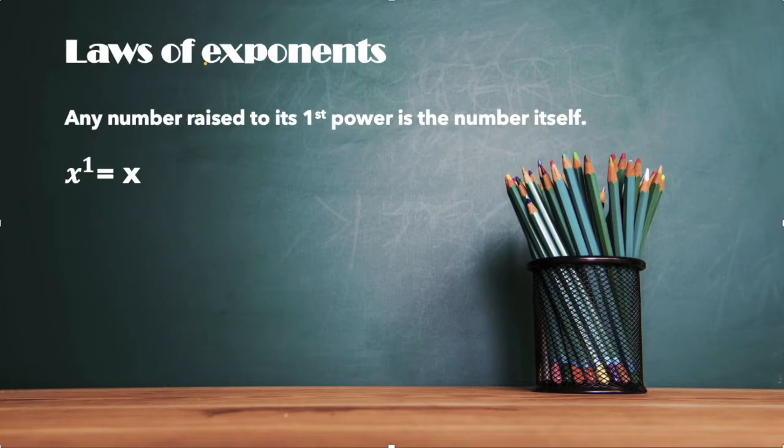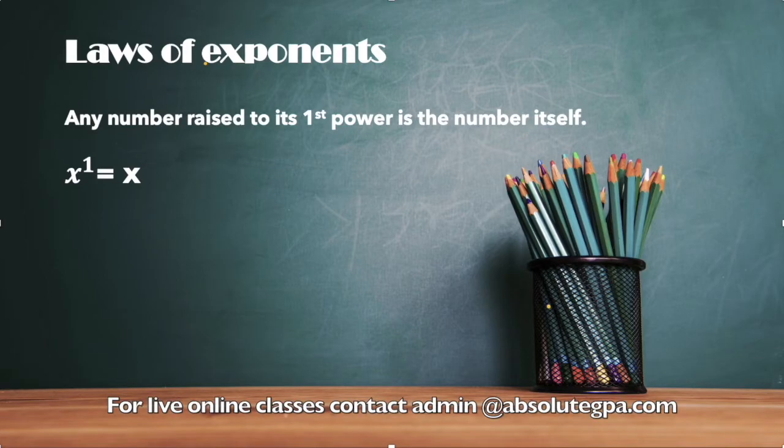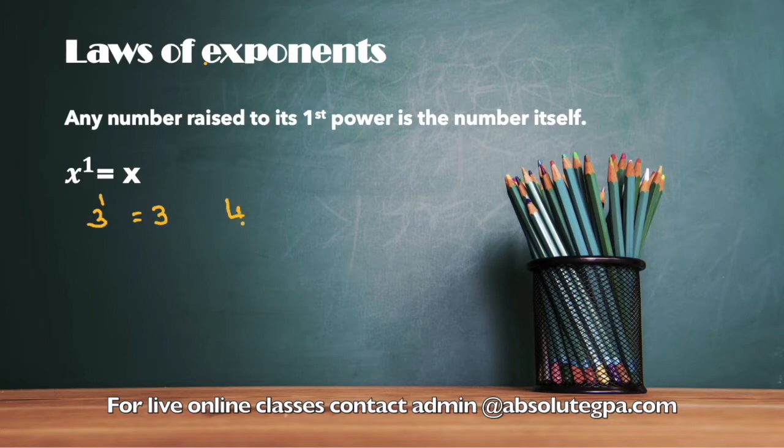So this leads to our next rule of exponents that says any number raised to its first power is the number itself. For example, x to the power 1 equals x. Now let's look at some other examples. Say 3 to the power 1. What is it? It equals 3. 4 to the power 1 equals 4. Say a to the power 1 equals a.